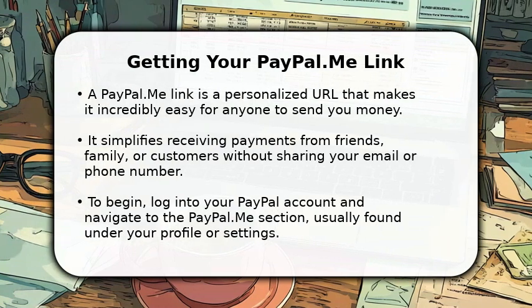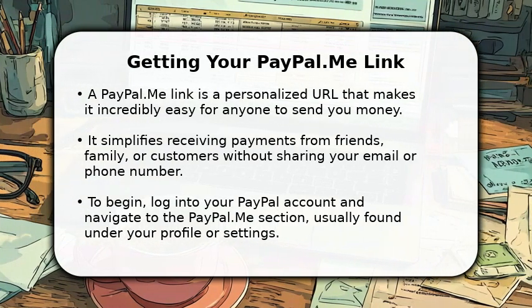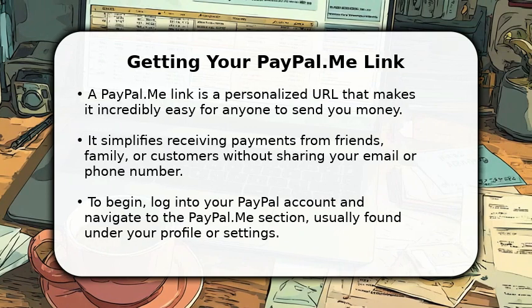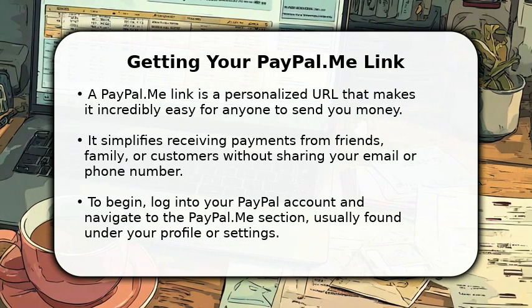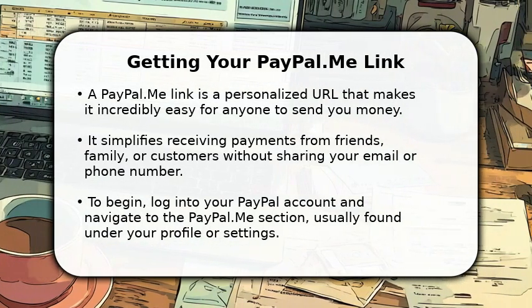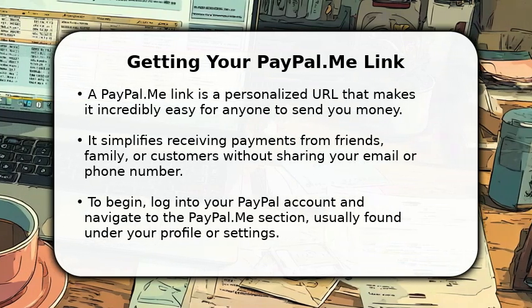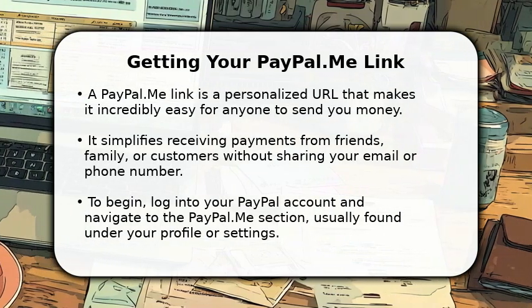To start, simply log into your PayPal account. Once logged in, look for the PayPal Me section, which is typically accessible from your account summary or settings menu. This is your gateway to creating a custom payment link.